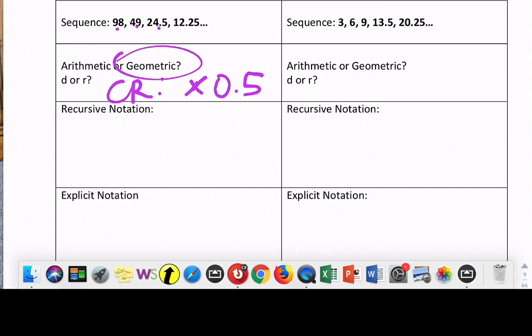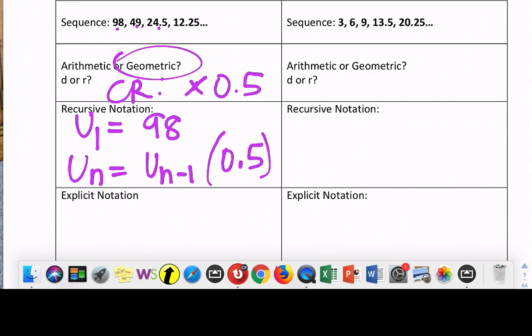All right, let's write the recursive notation. Our starting value, our first term in our sequence, is 98. To find any term in the sequence, we take the term before it and we multiply by 0.5. All right, let's write the explicit notation. So here we can say u sub n, which is like y equals. And we have 98 is our starting value. Our common ratio is 0.5.